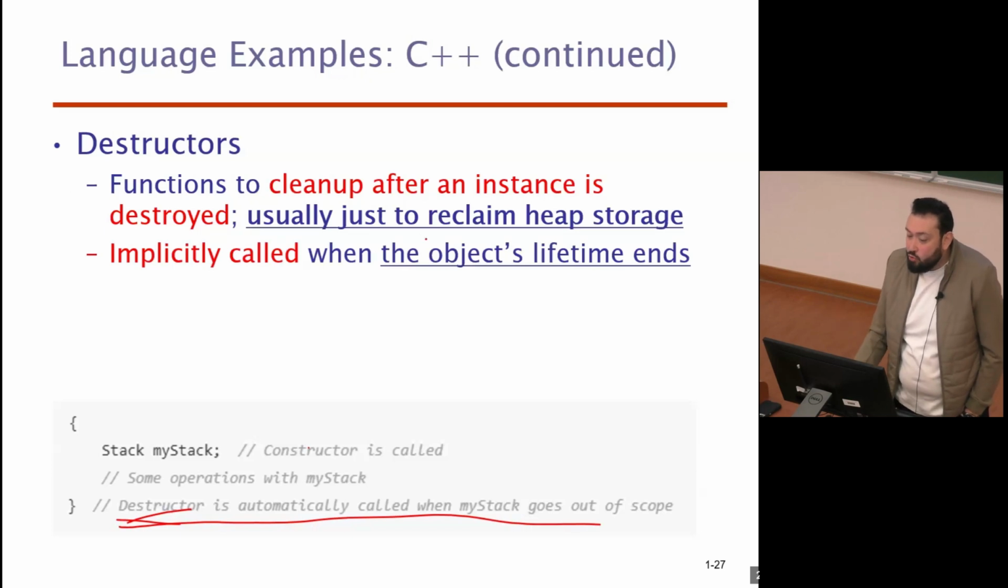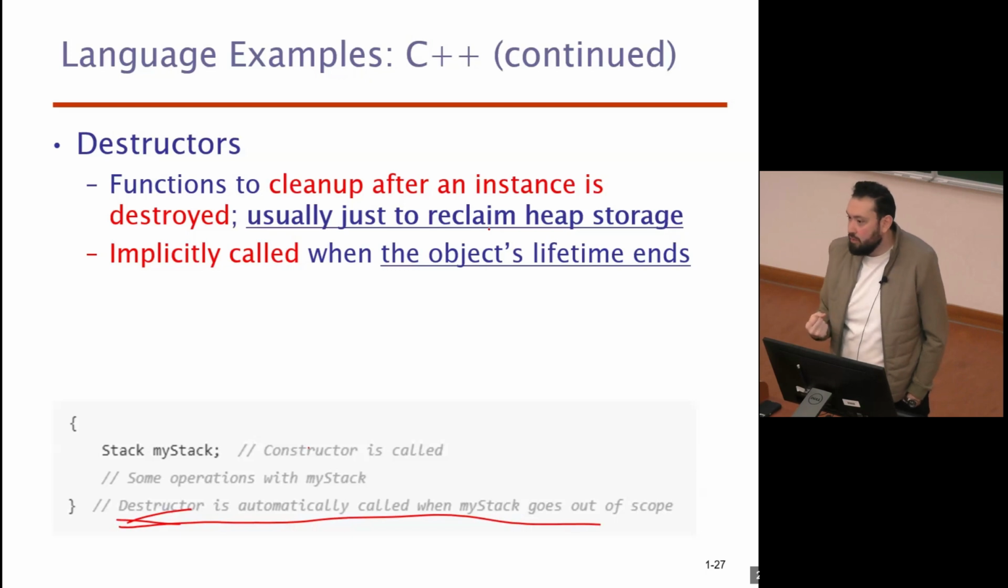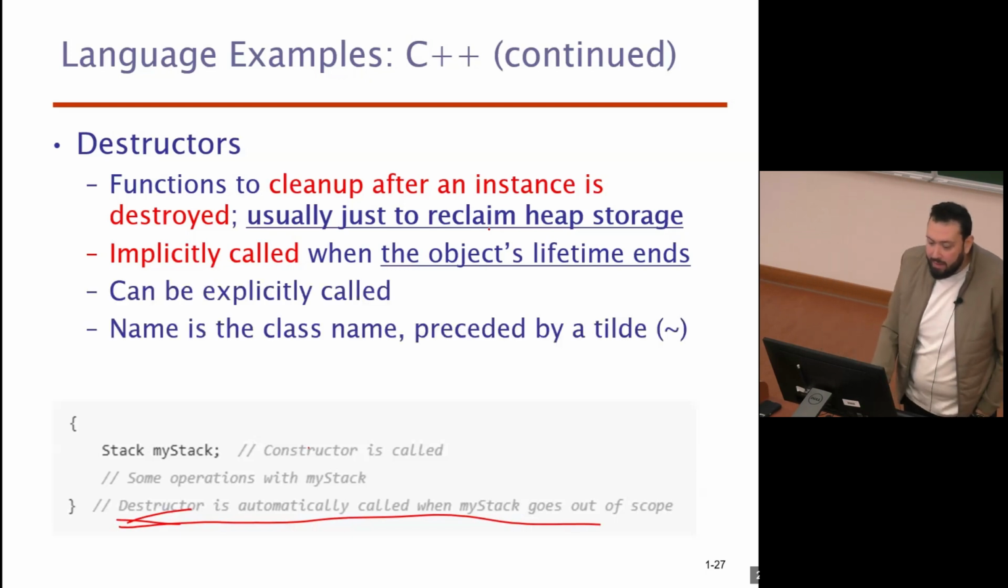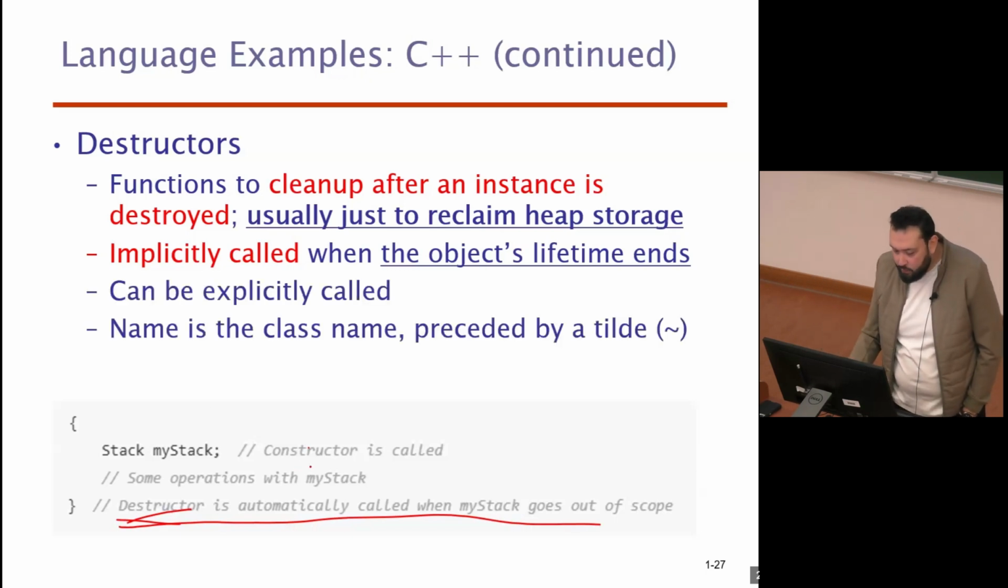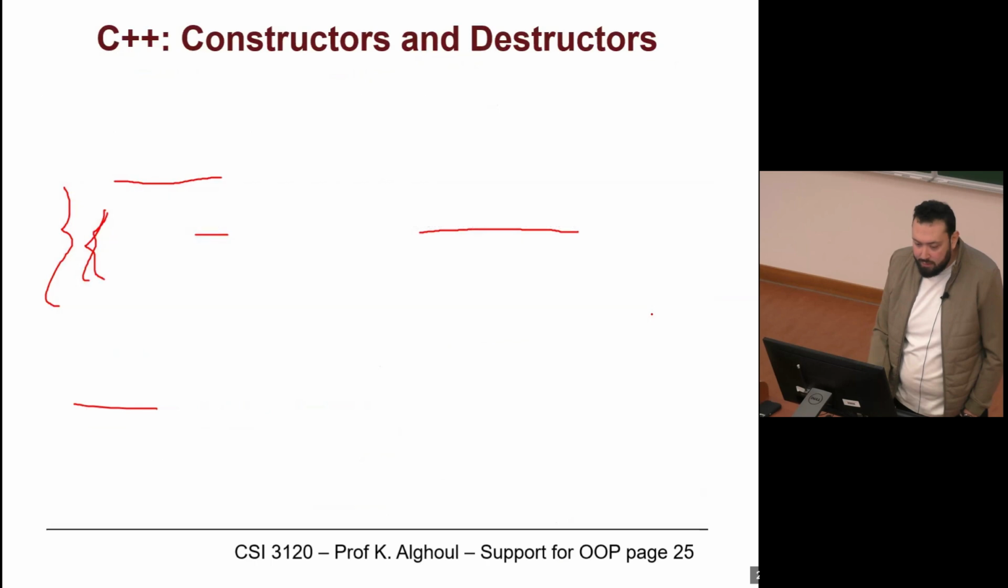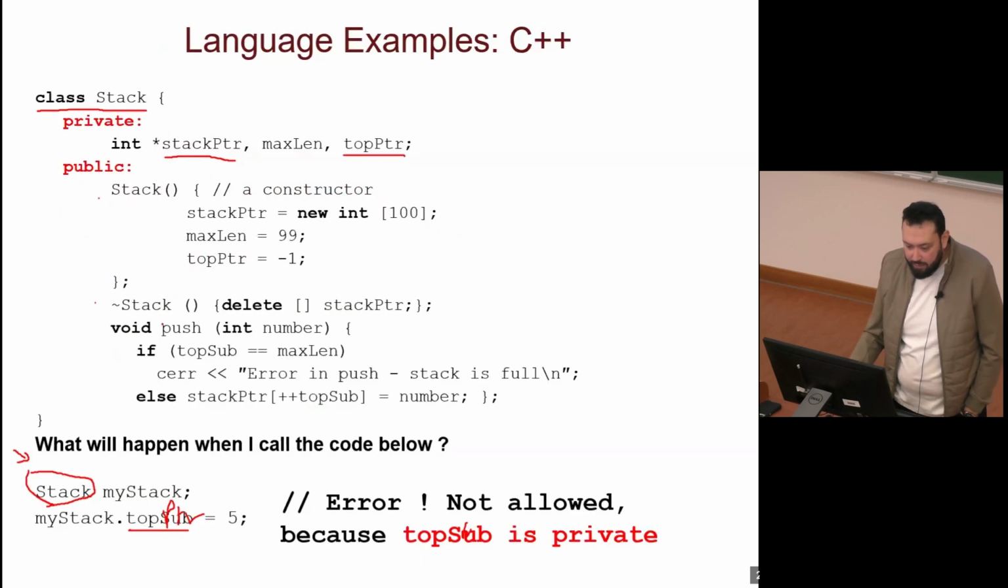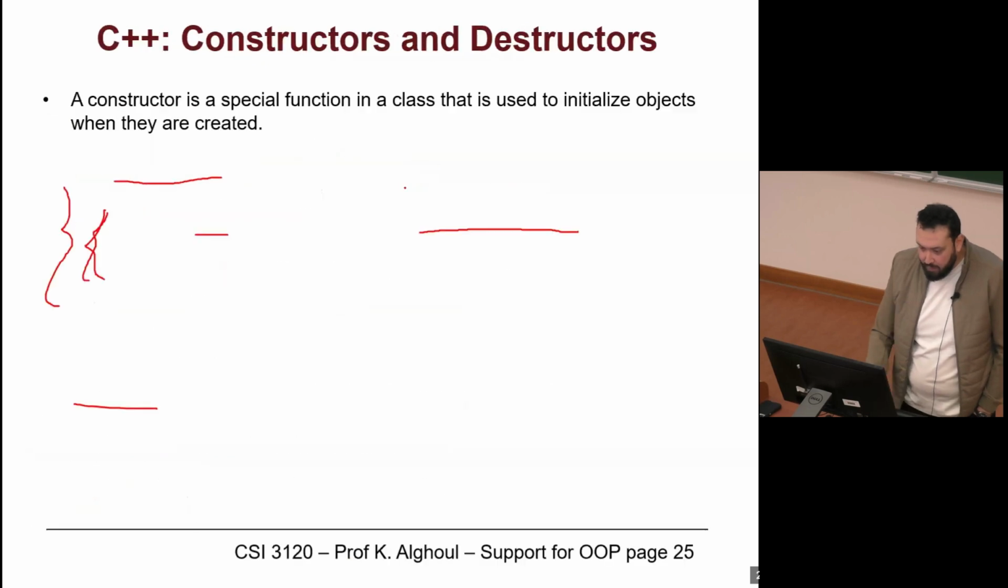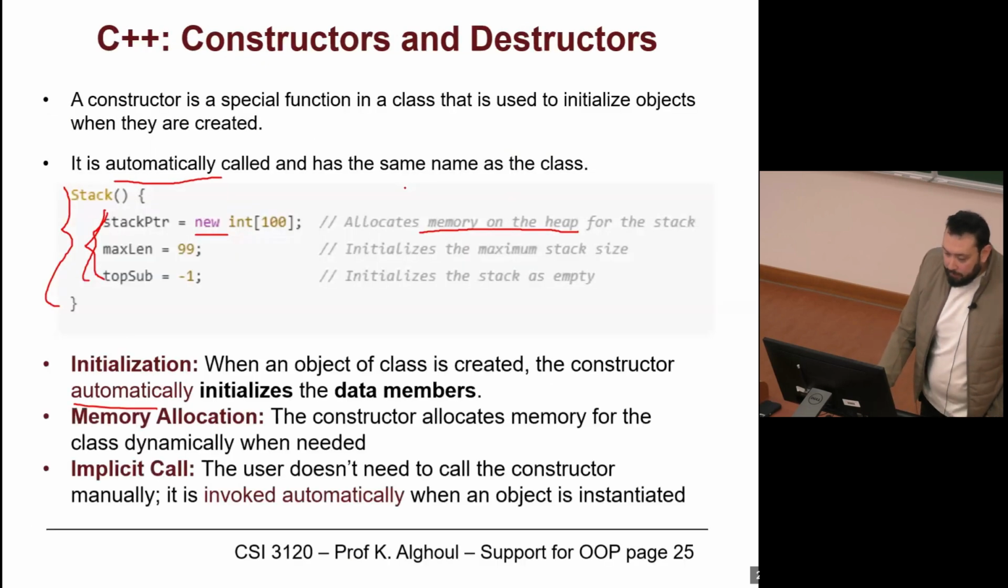That's the main thing, usually just to reclaim the heap storage. So the idea is I want to reclaim this storage explicitly, and the difference between the constructor and the destructor is this. That's how we define them. If you look here, that's the only difference between a constructor and a destructor. And what are we doing? We're saying delete this stack pointer after you're done.